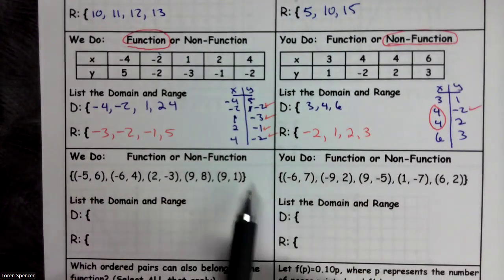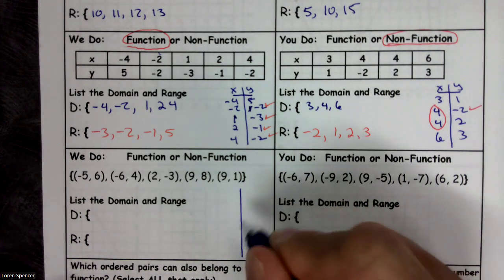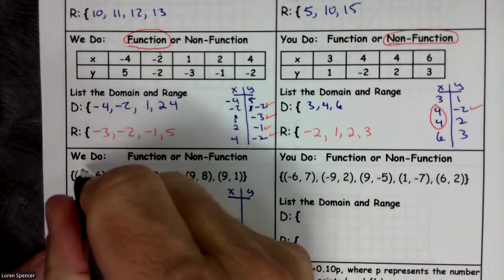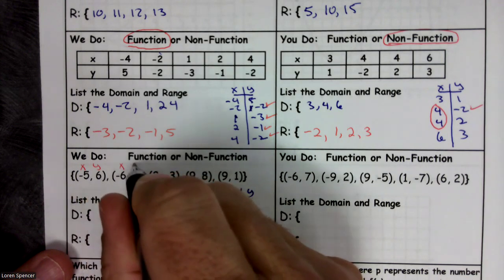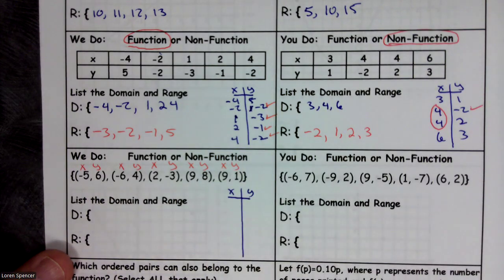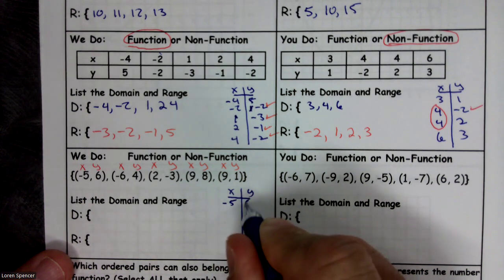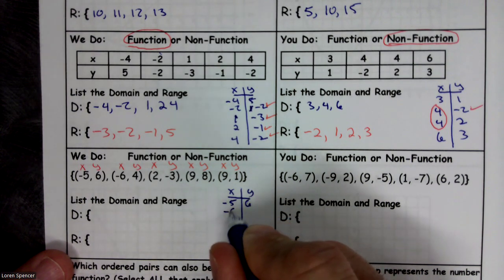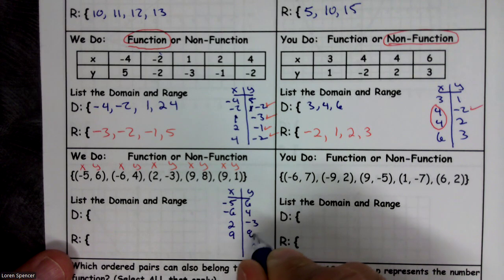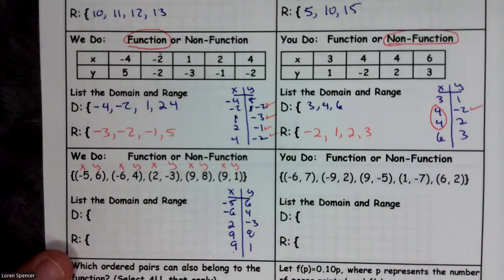All right. This works exactly like we've been doing. We're going to make a table or T-chart to see if we have any repeating x's. And please remember, it helps a lot of students just to go back and label these x, y, x, y, x, y, just to make sure you get them in the right spot. So in this case, we have -5 and 6. By the way, this is going to be a little bit tight. I may run out of room. -6 and 4, 2, -3, 9, 8, and 9, 1.